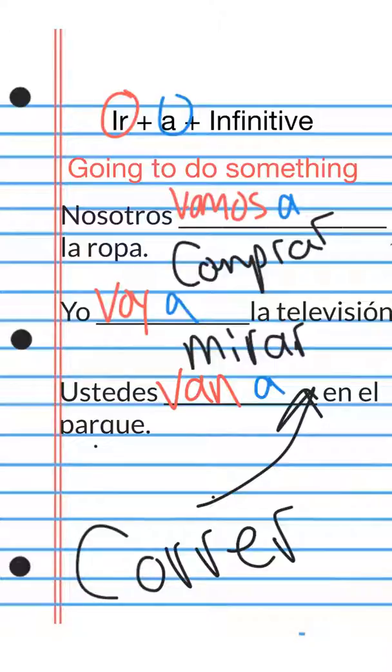So just as an overview, the verb ir is an irregular verb. It can be conjugated to show that someone is going somewhere or is going to do something using the grammar formula ir plus a plus infinitive.